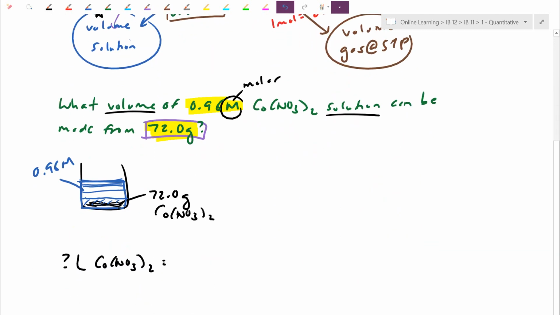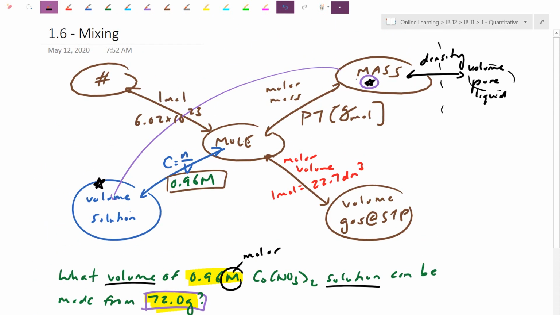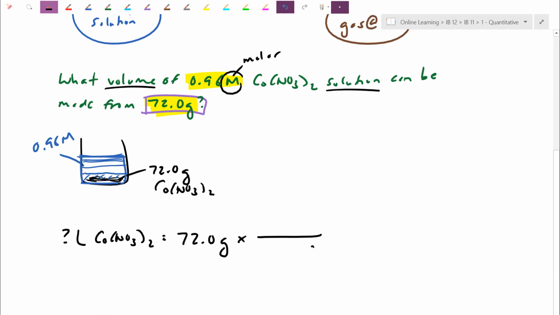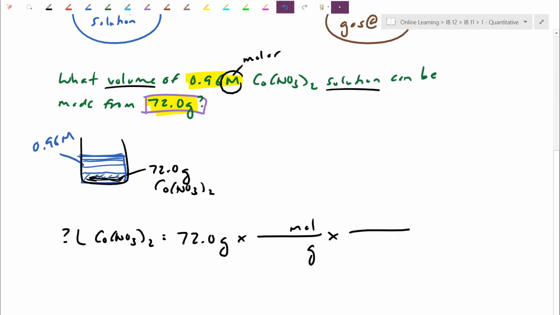Let's set this up here. We were interested in going from 72 grams. From my summary diagram, first I'm going to get rid of grams and go to moles. So grams on bottom, moles on top. I'll need molar mass. And then I'm going to go from moles over to volume. So I'm going to get rid of the moles and eventually go to liters. All right, so at least I've set up my units. Gram cancels gram, mole cancels mole.